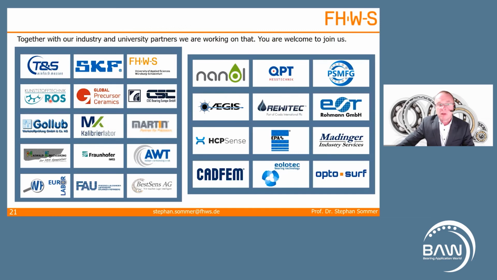We have Roos Kunststofftechnik for cages, plastic cages. We have EGIS, I mentioned EGIS before, with EMC technology, also EPA, EMC technology. We have Martin, who is able to adjust with shims the perfect preload of the bearings. We have Fraunhofer for testing equipment, especially for wind bearings. We have Eolotech, also wind specialists. I'm sure I forgot somebody.